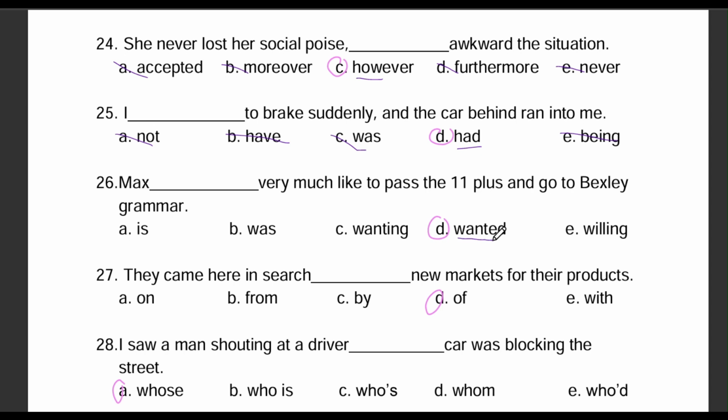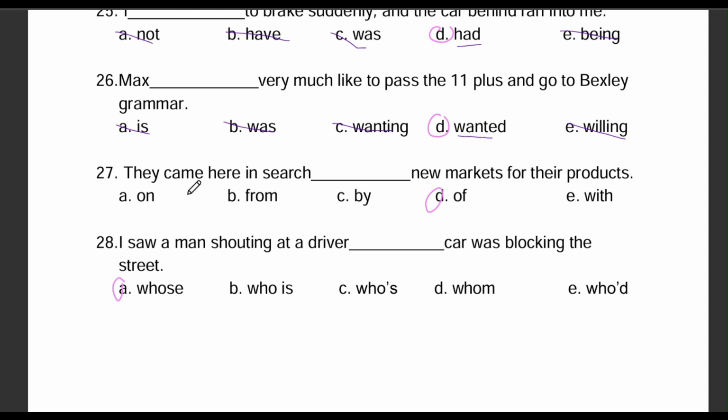Explanation. Wanted matches the past tense of the sentence and expresses Max's desire properly. So Max really wished he could pass that test. Why not the others? A. Is is present tense, but we're talking about something in the past. B. Was needs a verb like to afterward, like was wanting to. C. Wanting would make the sentence not grammatically correct. E. Willing changes what the sentence means. It's not about being willing, but about desiring something.